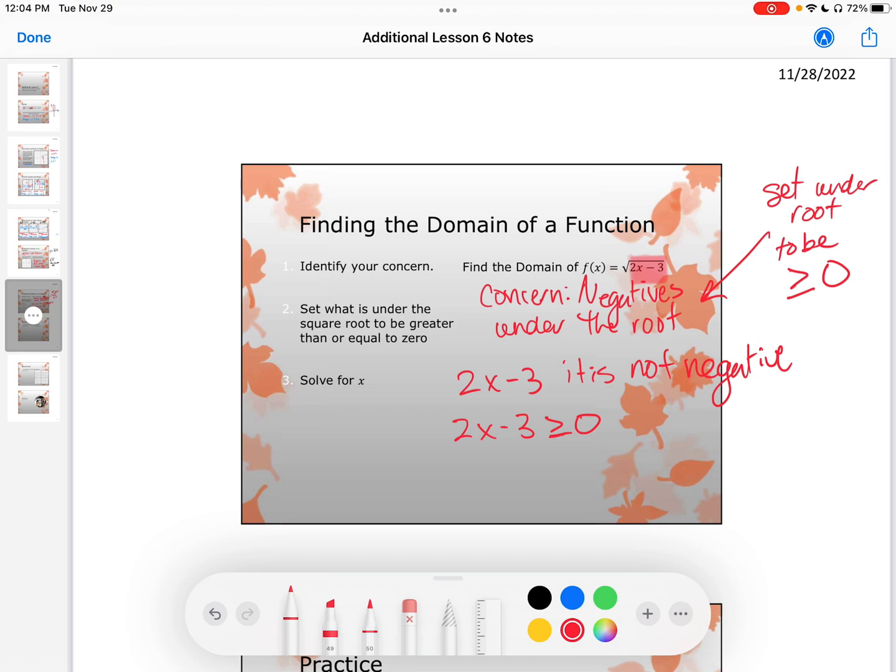Once I set what's under the root to be greater than or equal to 0, I just solve for x. I can add 3 to both sides: 2x is greater than or equal to 3. I can divide by 2, and I get that x is greater than or equal to 3 halves.